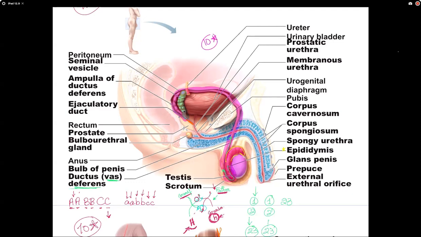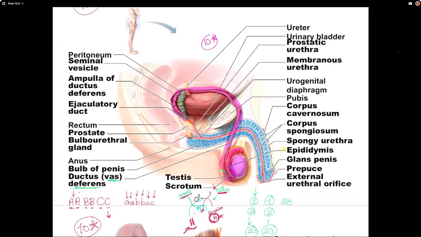Then the urethra travels to the outside of the prostate gland. If you remember back from the urinary system, this is the intermediate urethra or membranous urethra. Then the urethra travels in the penis. We call the part of the urethra traveling in the penis the penile urethra or spongy urethra.